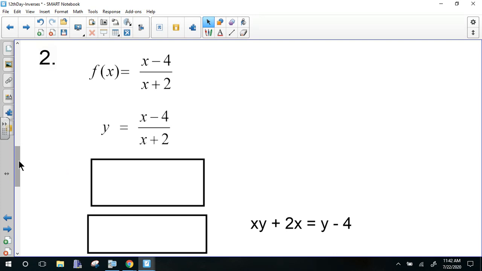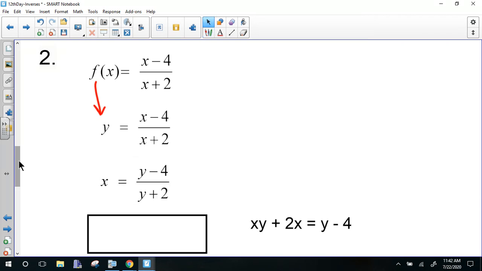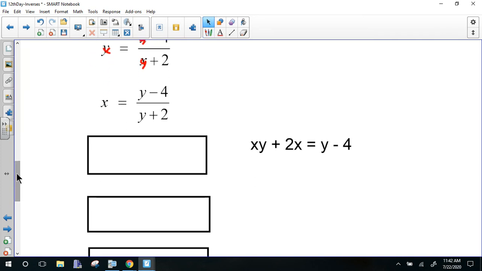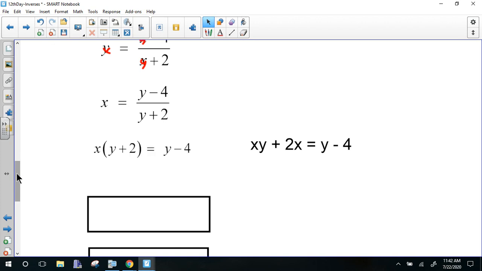Next example. Replace f of x with y. Substitute or switch. This becomes a y, this becomes a y, that becomes an x. I'm going to have to cross multiply. So this is really over 1. So x times that and 1 times that.